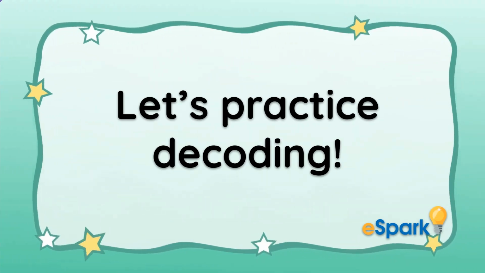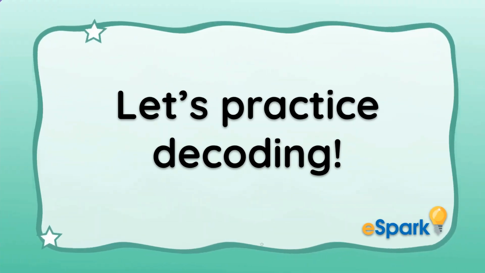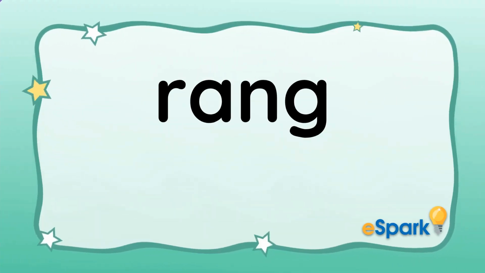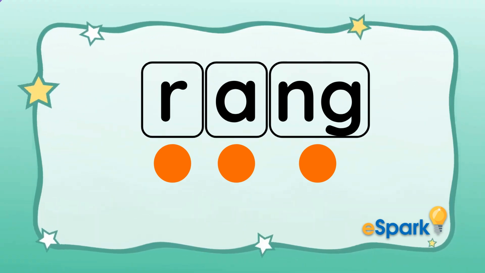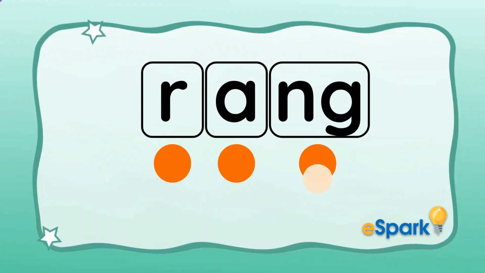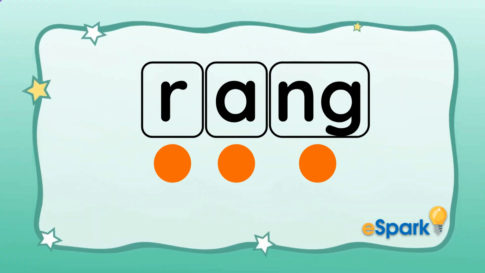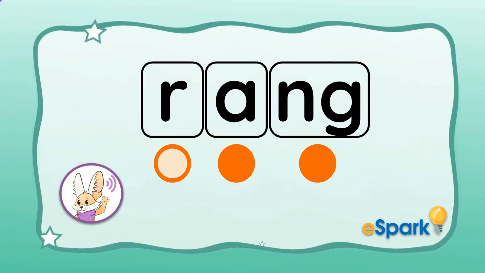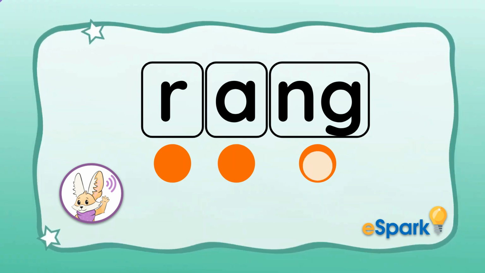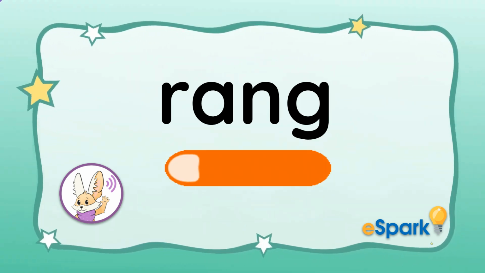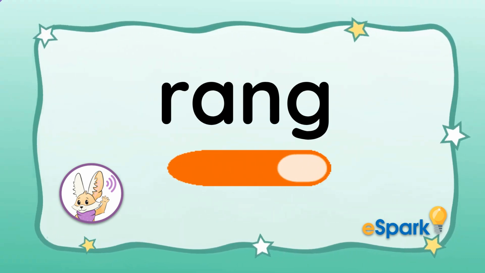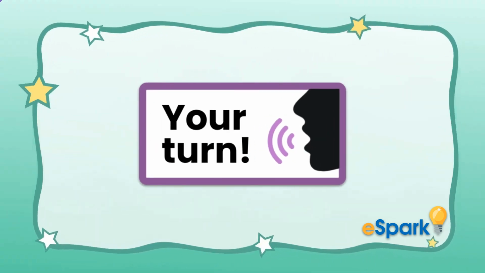Let's practice decoding a word with the ng sound. First, look at the word. Then, say each sound from left to right, remembering that the NG digraph makes the ng sound. Ri, ng, ring. Now you give it a try.